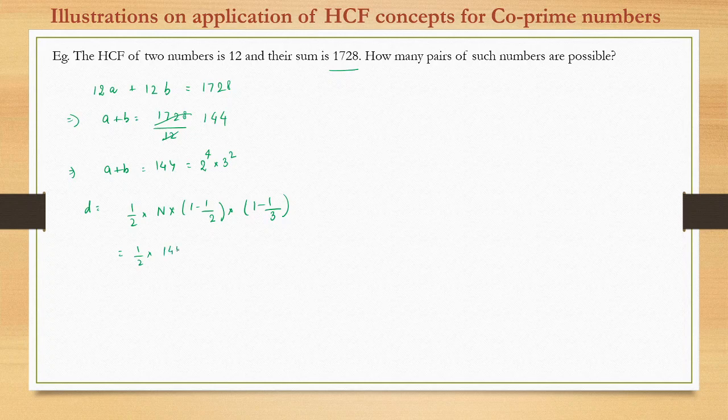N is 144 into half into 2 by 3. So here 12 times this will be 24 as the answer. So this is a very straightforward question. We could have solved this.